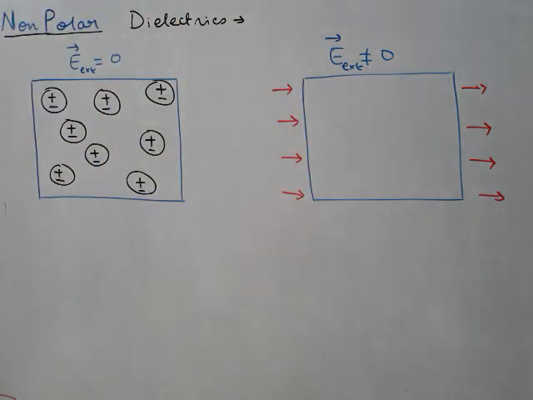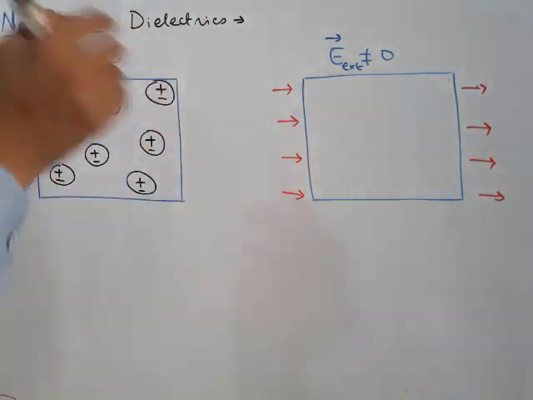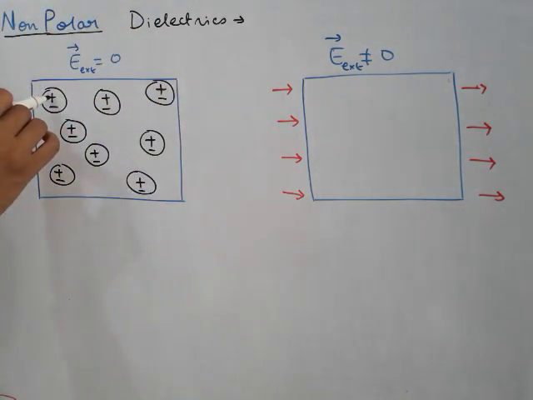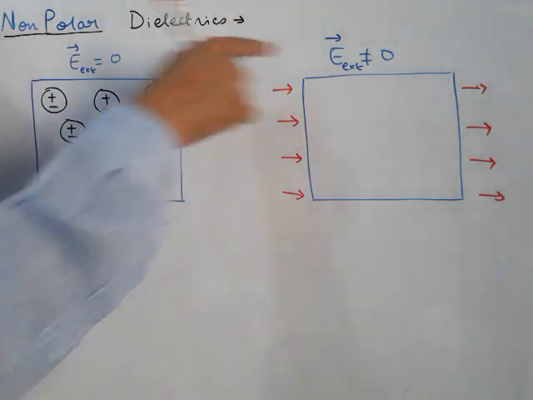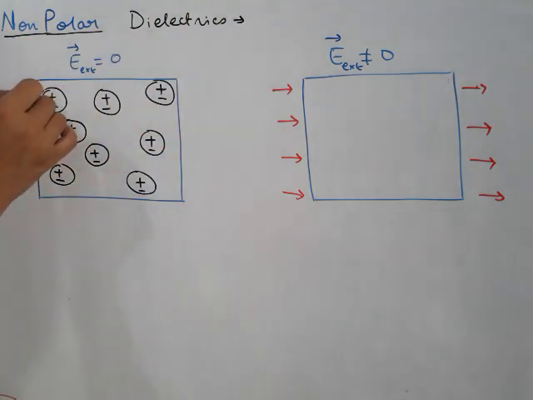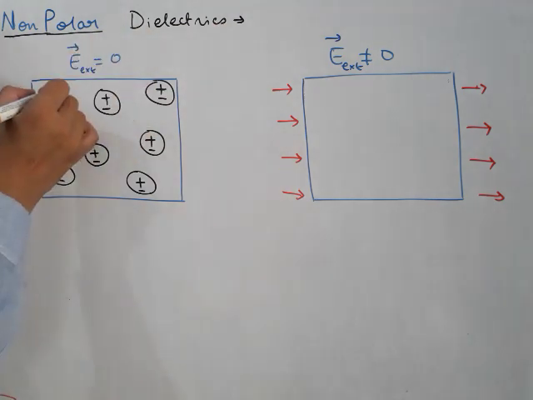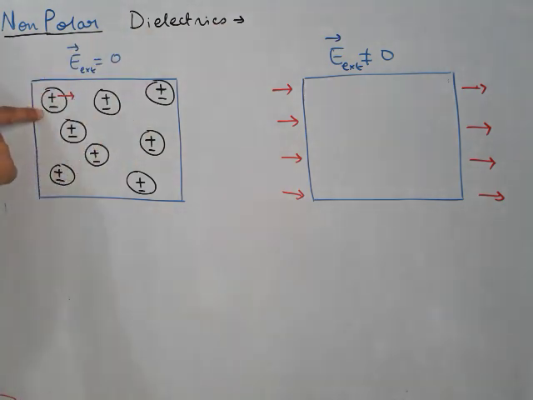If this same dielectric slab is now placed in external electric field, these red arrows represent the direction of external electric field. That external electric field will exert force on the positive center and on the negative center, but in opposite direction. And due to these opposite forces, the two centers will get separated. Now imagine the force due to electric field on this particular molecule. So the positive charge will experience a force in the direction of electric field, and the negative charge will experience a force opposite to the direction of electric field, like so. So they will get separated.